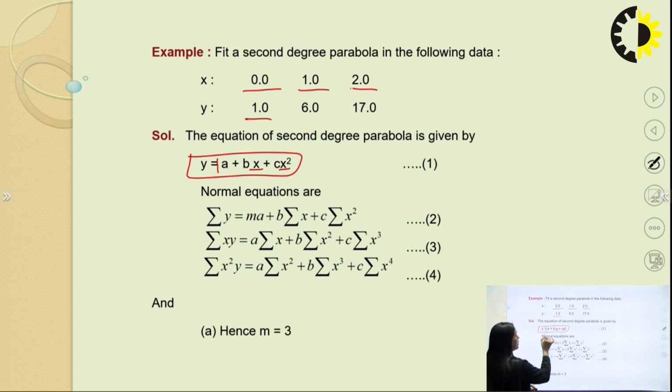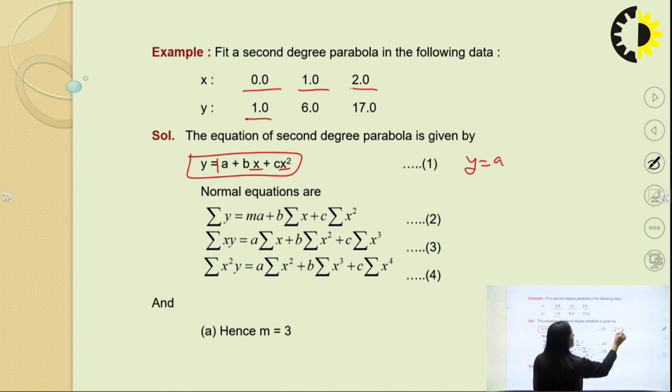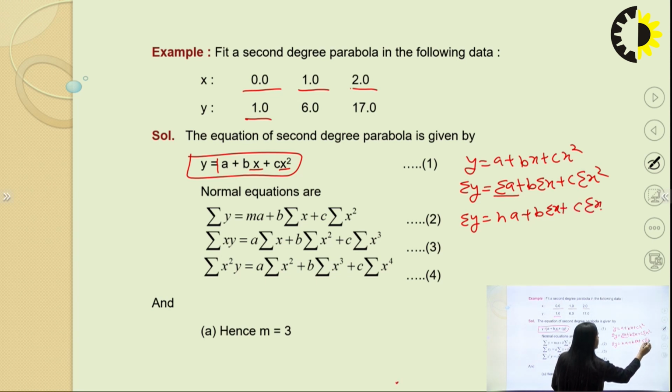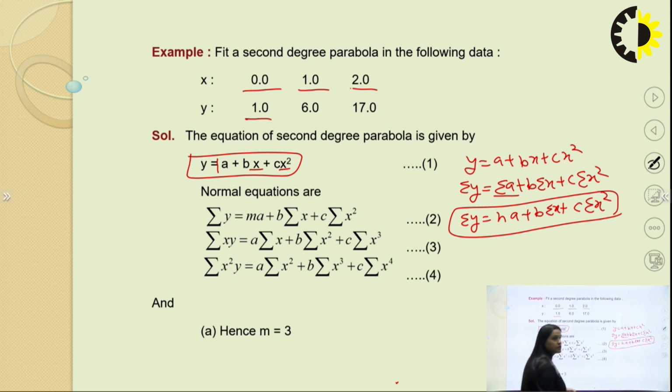I'll multiply y is equal to a plus bx plus cx square by 1 on both sides, then there will be no change, and we will apply summation. Then we will get summation y is equal to summation a plus b summation x plus c summation x square, and I have already told you summation a becomes na. So summation y is equal to na plus b summation x plus c summation x square. So we will get the first equation of the normal equation like this. Compare with this. Here they have simply replaced n by m, so we can correct it here.